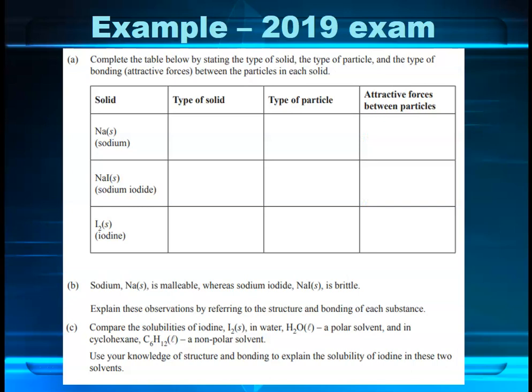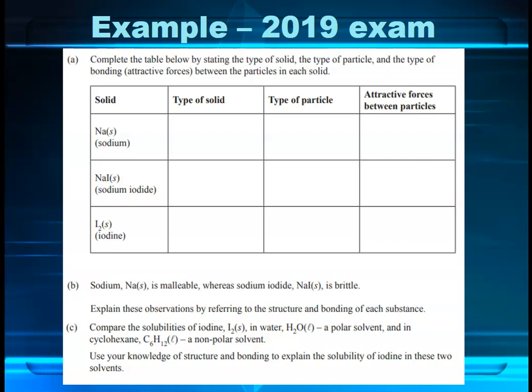Okay, so here is the 2019 exam question. And you'll see at the top, this is a very standard example of this type of question. So we've got the table to complete. First off, in this case, we've got 3 substances, sodium, sodium iodide, and iodine. And again, having those 3 substances related to each other as they are there is fairly common. And then there are 2 long answer questions. The first one is comparing the fact that sodium is malleable while sodium iodide is brittle. And the second one is talking about the solubility of iodine in both water and cyclohexane. So both of them are effectively compare type questions.